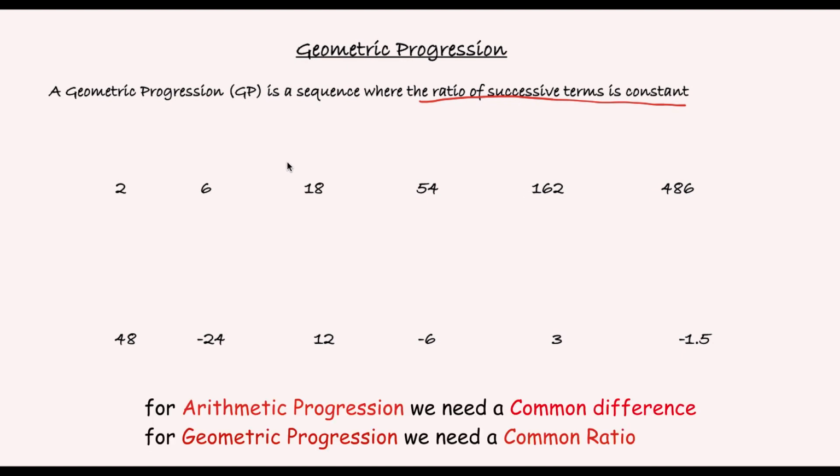You would recall that when we spoke about arithmetic progressions, we said that there was a common difference between successive terms. However, for a geometric progression, what we have between successive terms is a common ratio. To understand this better, let's look at the examples that we have here.